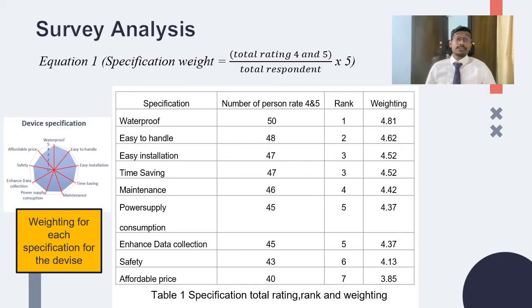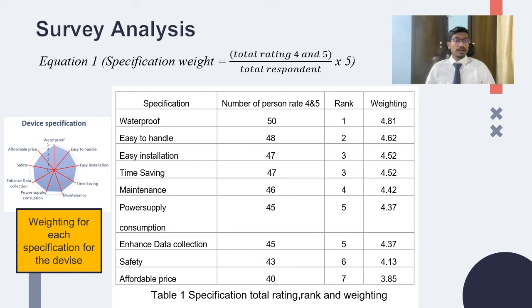Now we can see the initial results of my project for PSM1, and the survey analysis below. There are the equations of the specification weight that were obtained from my respondents through the Google Form that I distributed through social media. You can see the specifications of the product: waterproof, easy to handle, easy installation, time saving, maintenance, power supply consumption, enhanced data collection from the equipment, and safety is also very important.